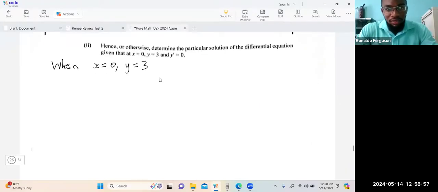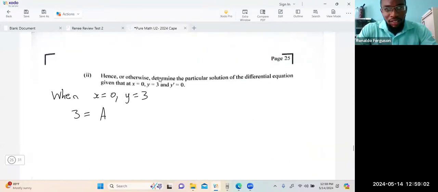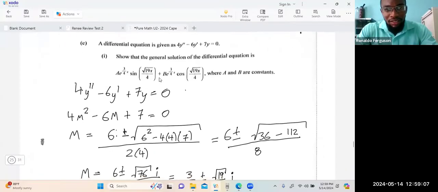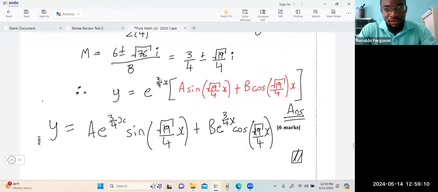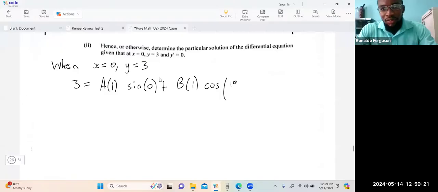So y is 3, so we have 3 equal e to the 0. So e to the 0 is 1, so I can just put 1 times sine root 19 over 4 times 0. I can just put 0 plus e to anything is 1, then cos root 19 over 4 times 0. But sine 0 is 0, so 3 equal 0 plus, now cos 0 is 1. So that means b equals 3.